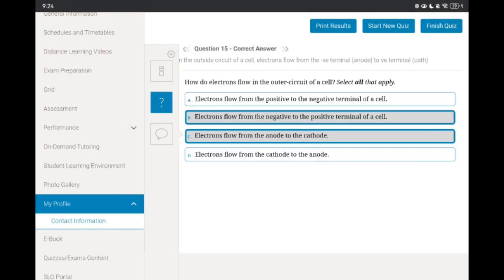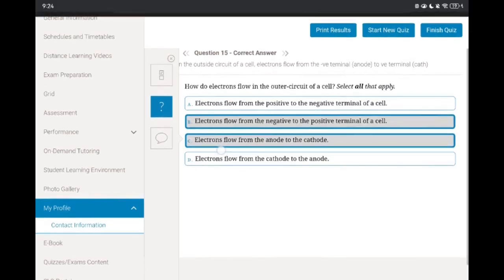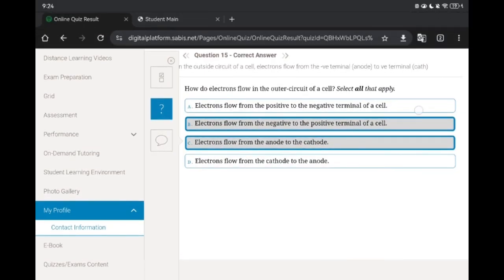How do electrons flow in the outer circuit of a cell? Electrons flow from the negative to the positive terminal of a cell, from the anode to the cathode. So you have two circuits. You have the salt bridge, and then you have whatever you have connected outwards. So you're asking for whatever you have connected outwards. The electrons move opposite to the current. And if you remember from physics, the conventional current travels from positive to negative. So the electrons just travel the opposite. Then it goes from the anode to the cathode.